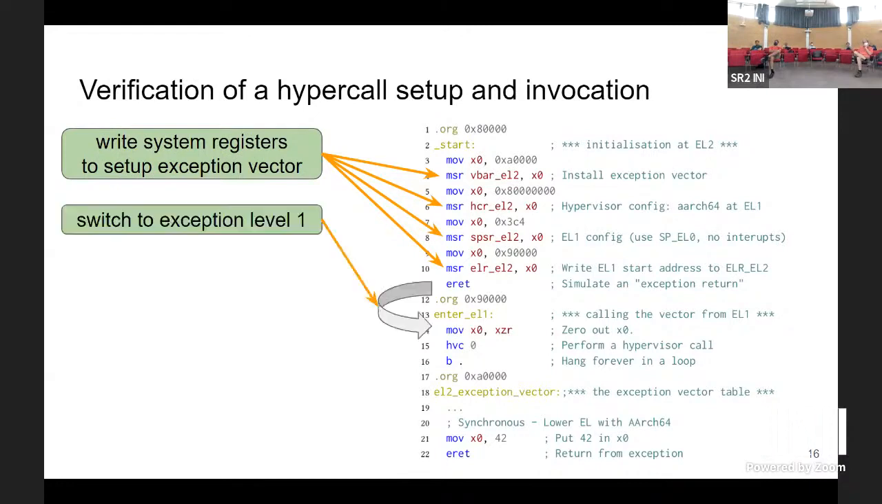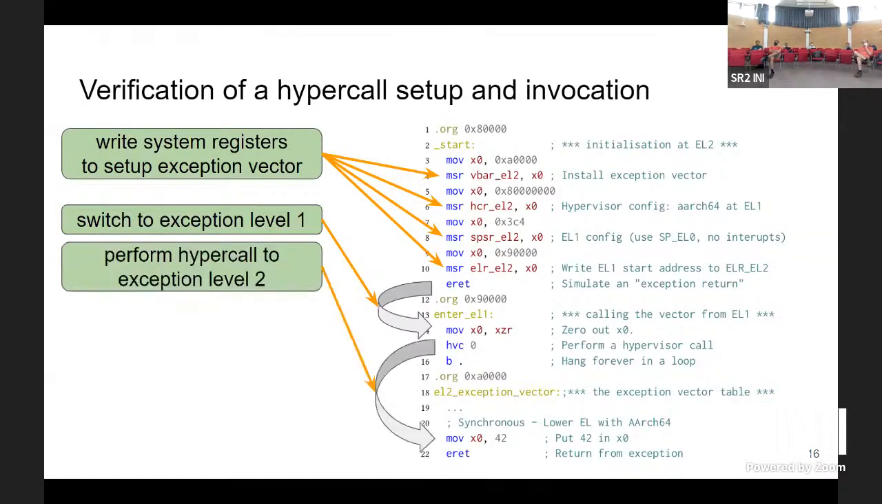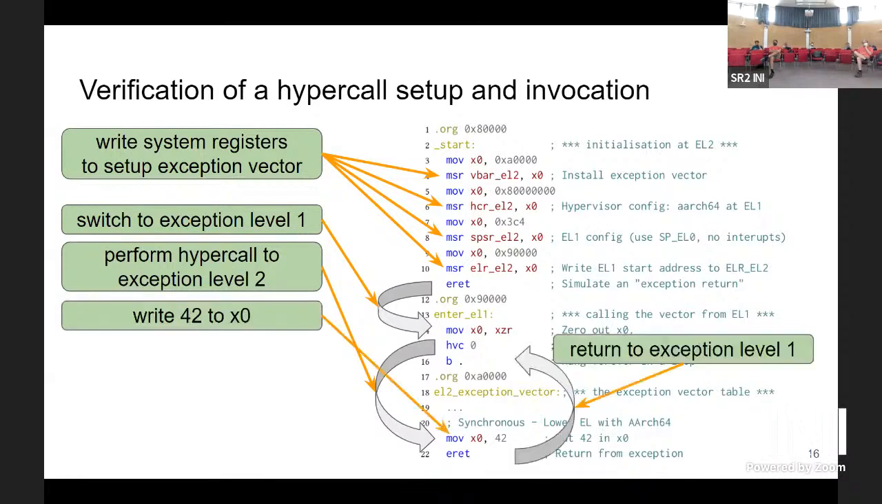We then drop down to exception level 1, which is operating system mode, where we immediately do a hypercall back up to exception level 2 that invokes the exception handler that we've just installed. That exception handler is not very complicated. It just writes 42 to a register and then heads back to exception level 1, where we loop forever as a sort of proxy for halting.